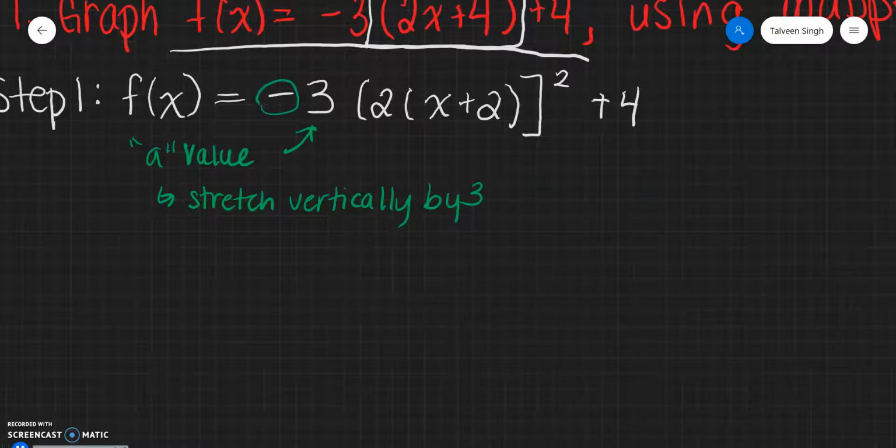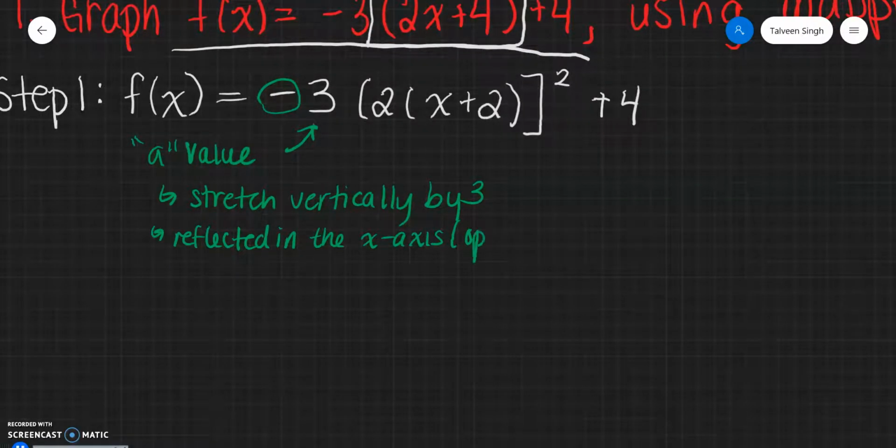And you notice that there's a negative sign over there. That means that it's reflected in the x-axis, i.e. this opens downwards. If you say opens downwards, that is okay too, because this is a parabola.